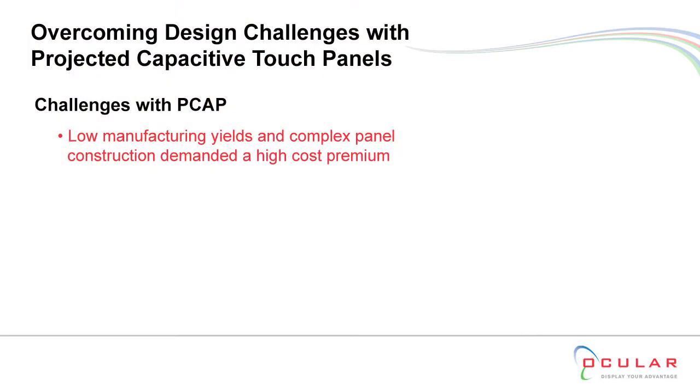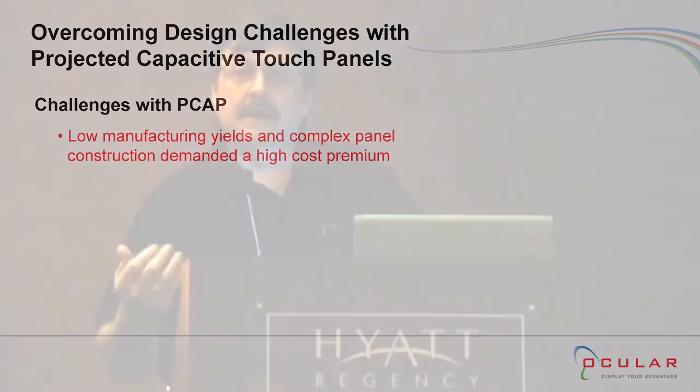Challenges that we've had recently over the last 5 years, particularly with the glass ITO solutions that we have, low manufacturing yields. You have complex panel design, everything from printing on differing materials, how the material is actually taken off the glass. Those all introduce manufacturing challenges.